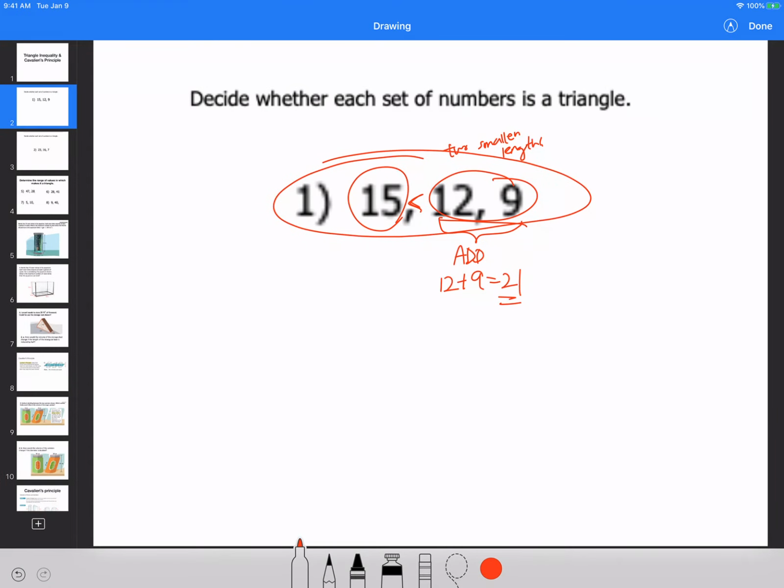Going back to this problem, this will resemble a triangle because I know for a fact that 12 plus 9 is bigger than 15. Now, there is another thing that you also must consider.